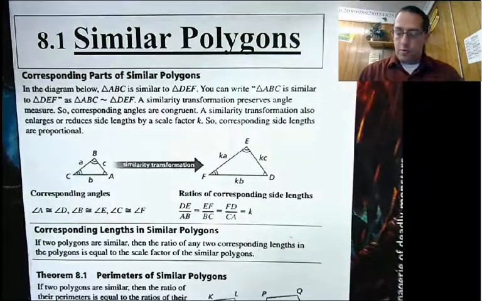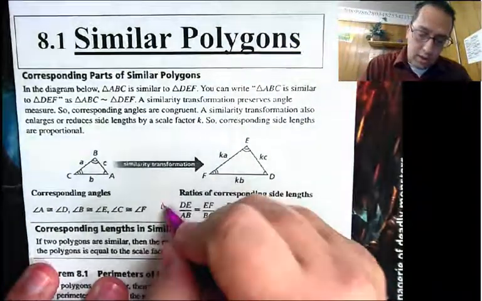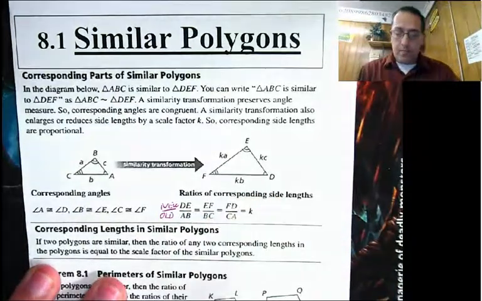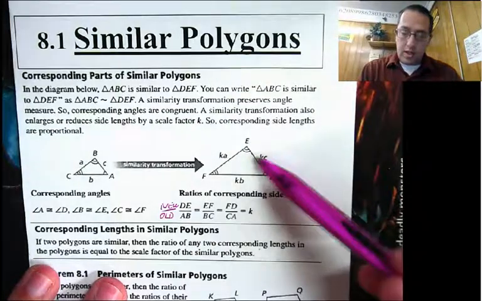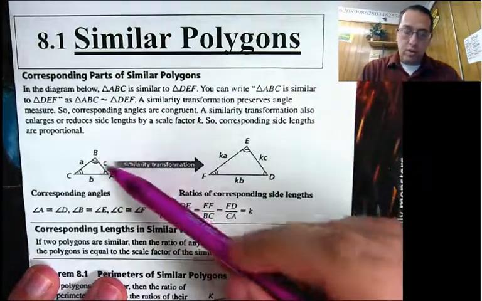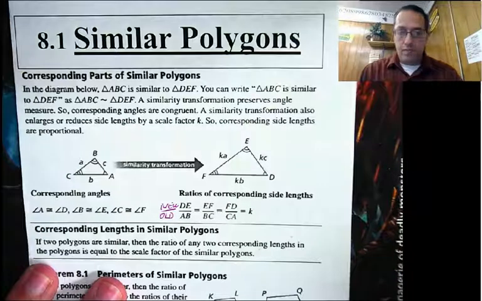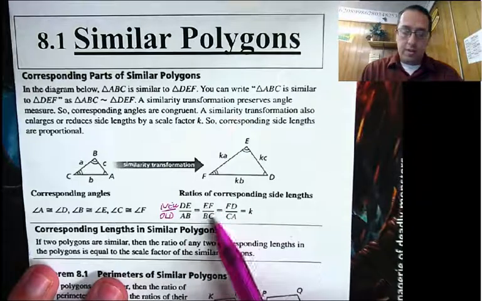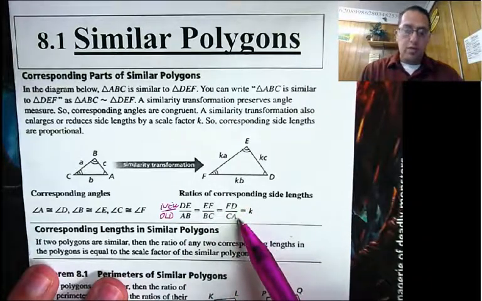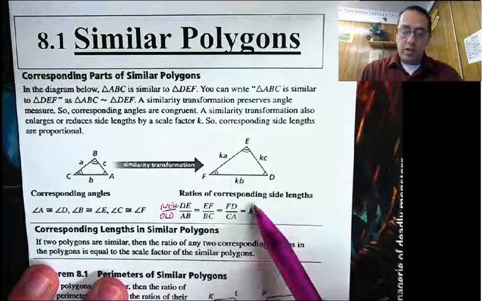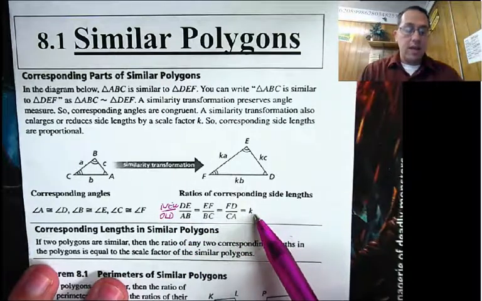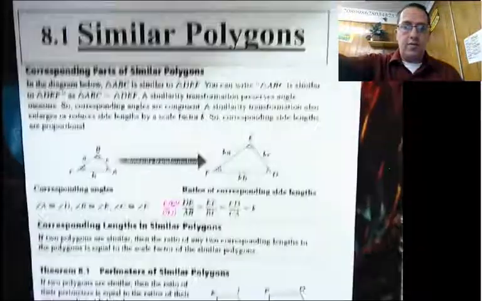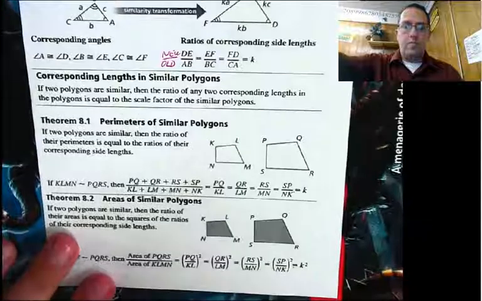And if you remember, that proportion is going to be new over old. All right. The new stuff, segment DE, over the original segment AB. New over old. Okay? And that is going to be the same. DE over AB is going to be the same as EF over BC, which is the same thing as FD over CA. And whatever that ratio is, that is the scale factor, which is k. All right? Okay, so let's take a look at some different properties, other things here.